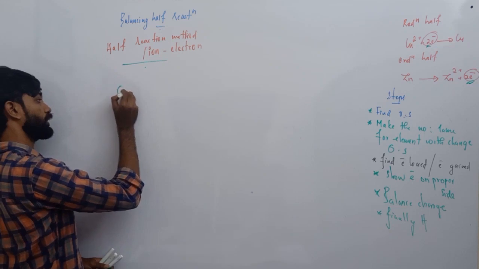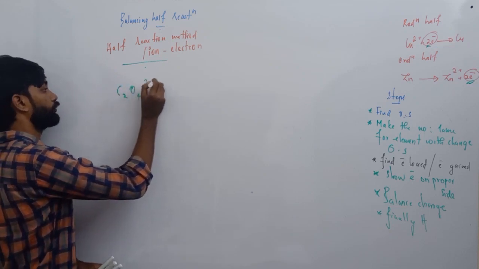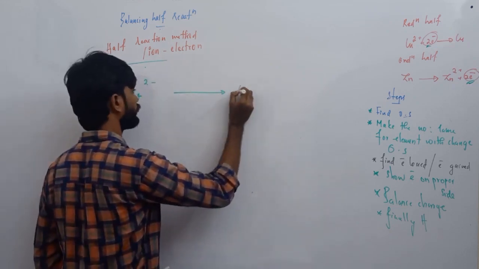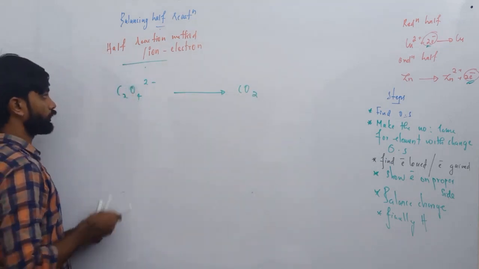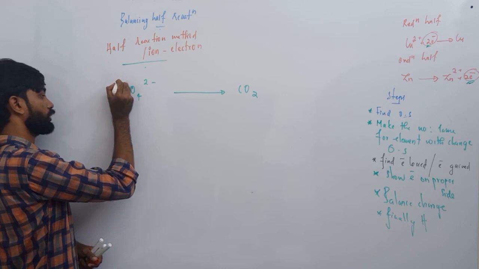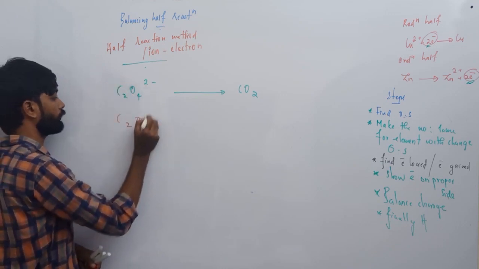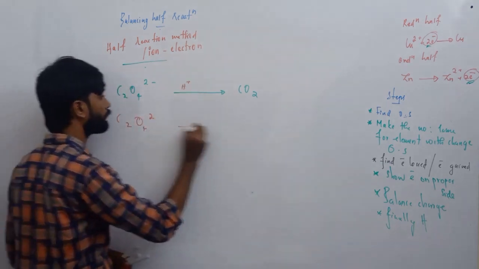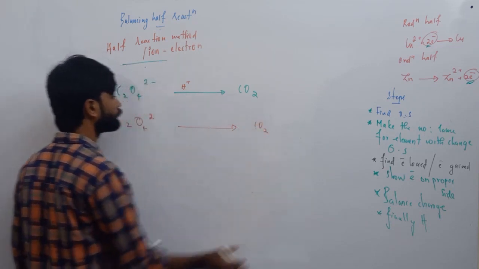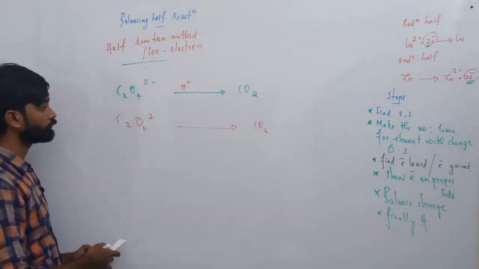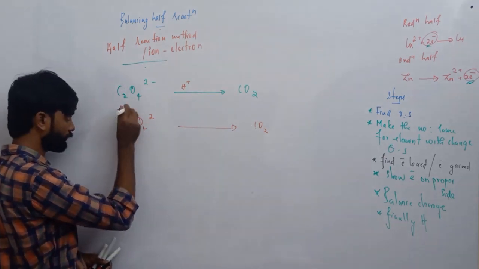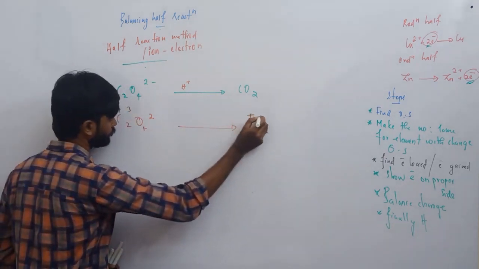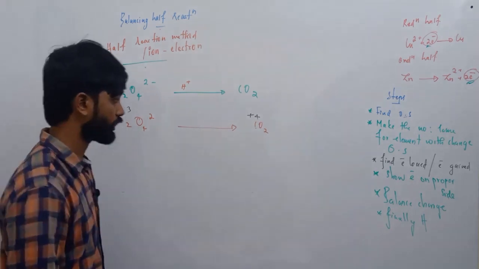Let me give two oxidation halves. Now, the oxidation half of oxalate to carbon dioxide. Okay. In the oxalate, we know the oxidation state of carbon, let me show it once again. In the acidic medium, it becomes CO2. Carbon here is +3, here +4. So this is an oxidation half.